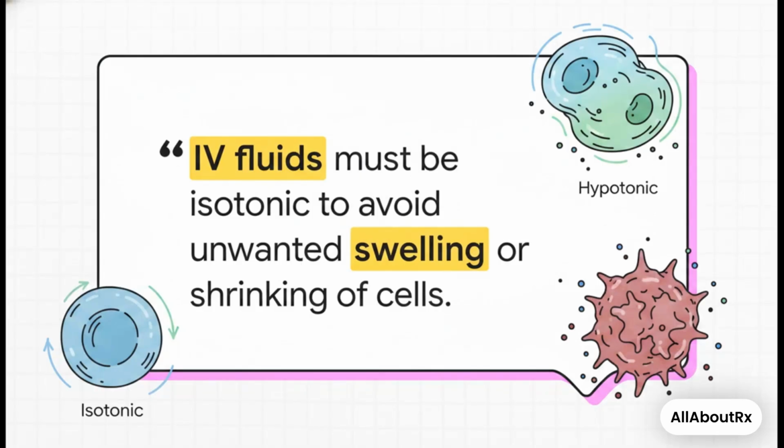And this leads us to a vital, absolutely non-negotiable clinical rule. IV fluids administered to patients must generally be isotonic, like 0.9% normal saline. If you give the wrong tonicity, you are going to cause widespread unwanted swelling or shrinking of your patient's red blood cells. It's a perfect example of connecting a microscopic physiological concept to everyday, real-world patient care.